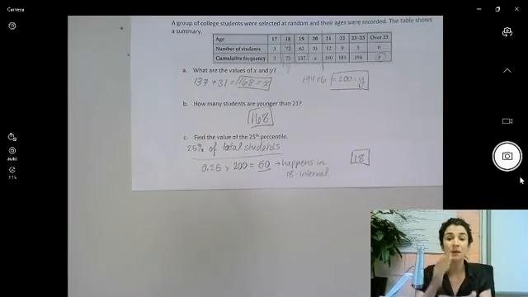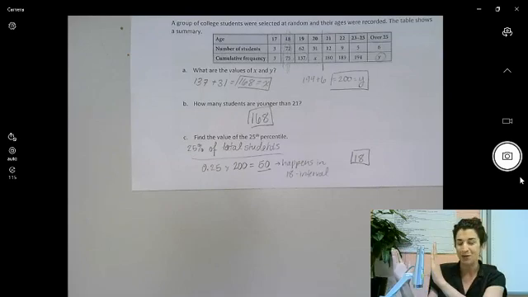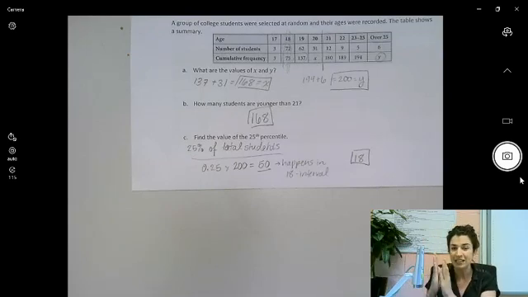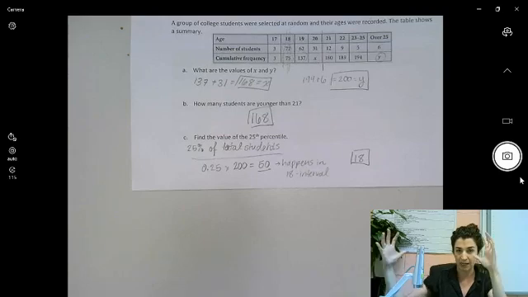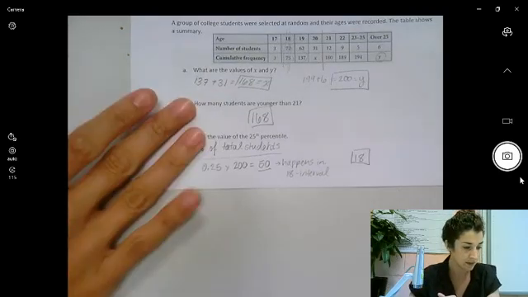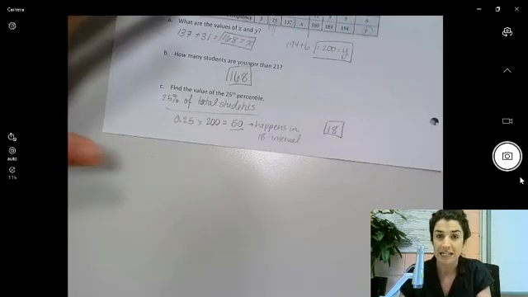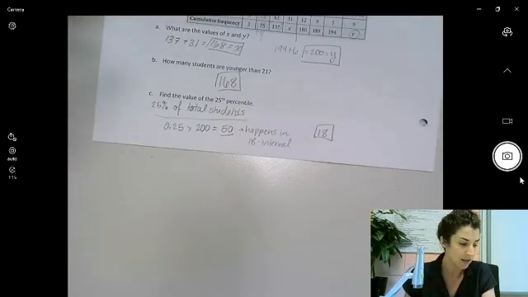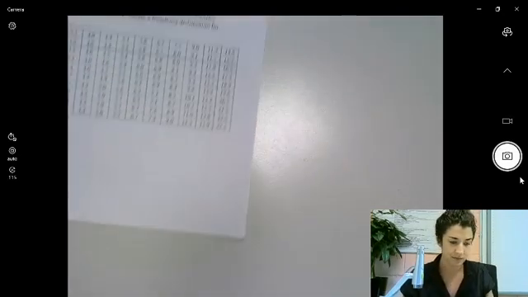The value of the 25th percentile means at the 50th student, the 50th student is 18, because the first 3 students are 17. Here, let me do it from your perspective. The first 3 students are 17, and then the next 72 students are 18, which means that your 50th student happens at 18. So that is your 25th percentile. Which means that a quarter of your students are 17 and 18. At least a quarter of your students are 17, 18.